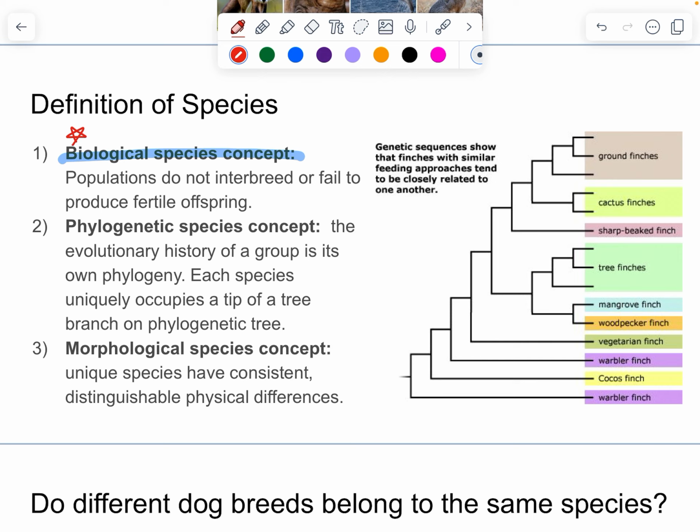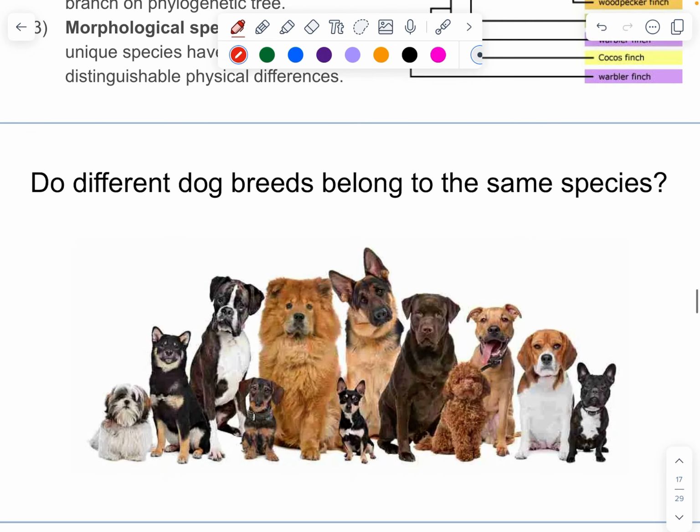Now, the phylogenetic species concept depends on evolutionary history. So according to this definition, each species has its own unique evolutionary history, and they have to occupy a unique place on the phylogenetic tree. The last one is the morphological species definition. According to this definition, individuals that belong to the same species should share the same overall morphological features, like physical appearance.